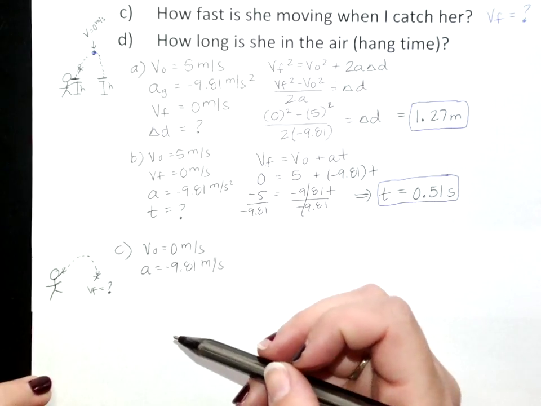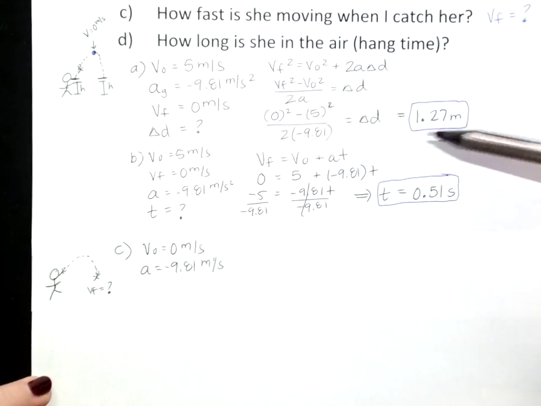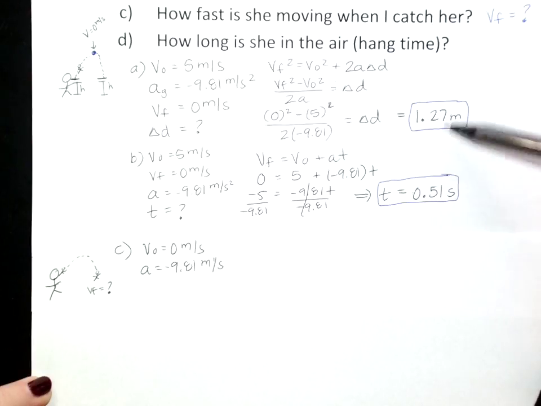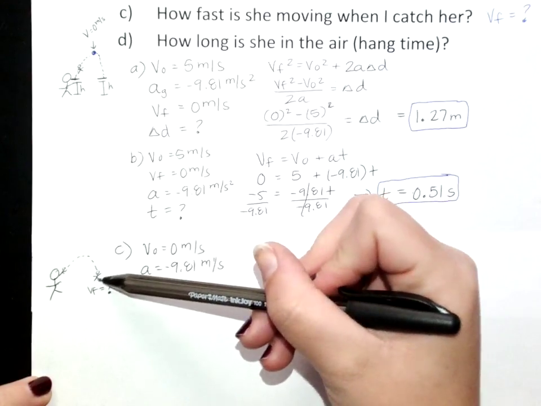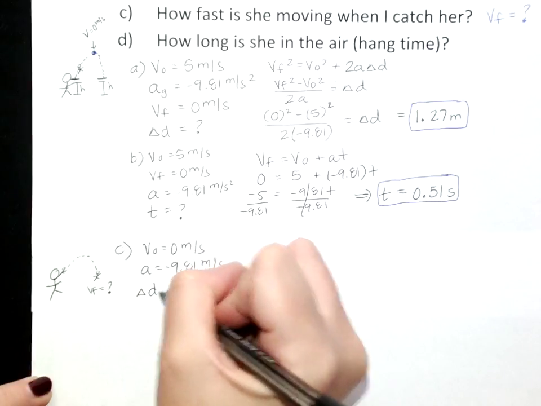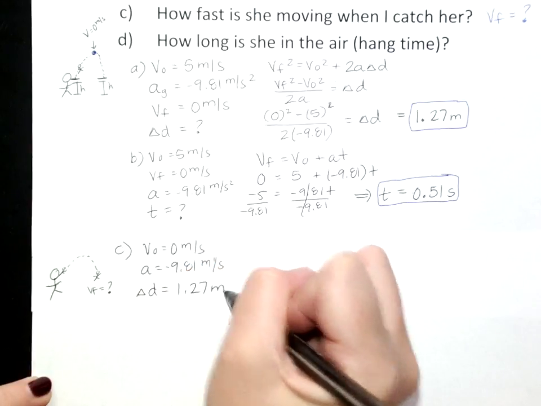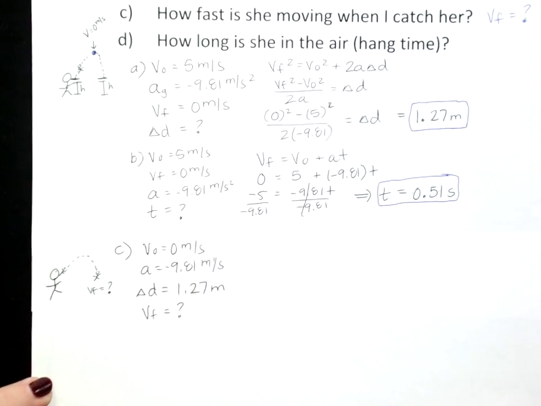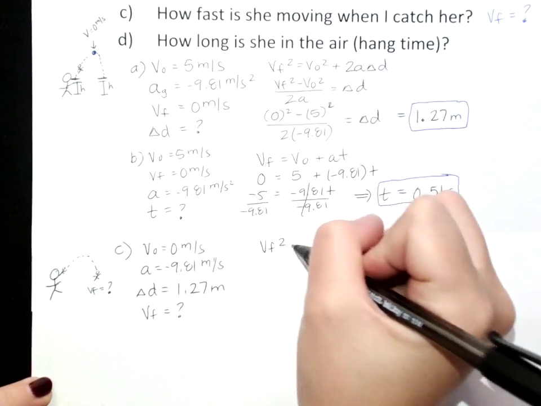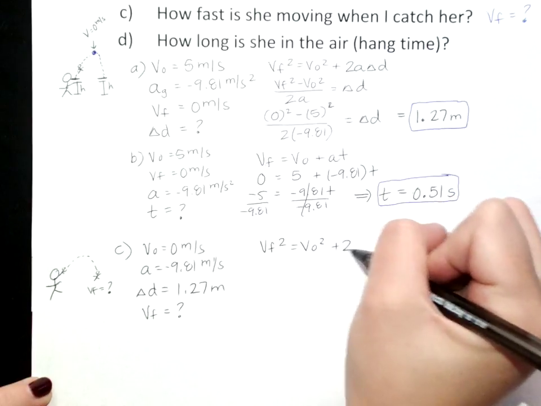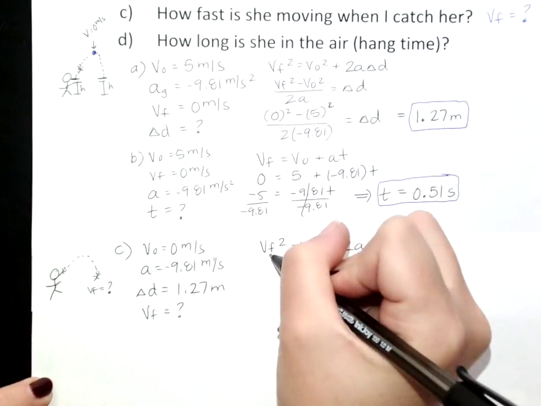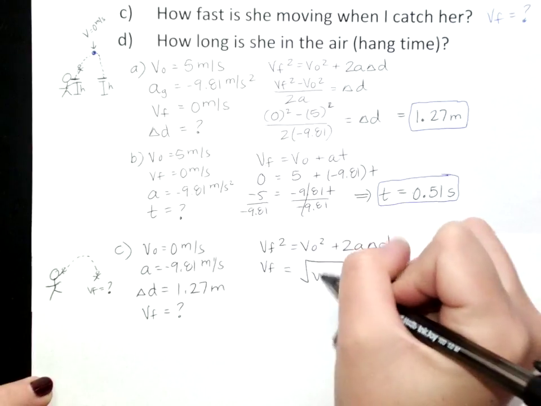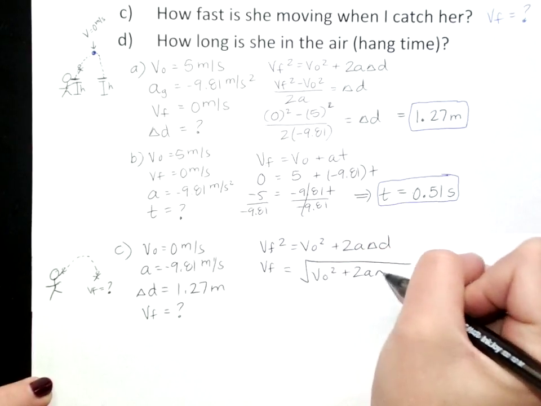And what is something else we know? We know the distance and we know the time. So we can use either one of these because we're catching her at the same height. So let's use the distance. So delta D equals 1.27 meters. And now we can find V final. So our equation is going to be VF squared equals VO squared plus 2A delta D. So VF squared is our unknown. So VF is going to be the square root of VO squared plus 2A delta D.